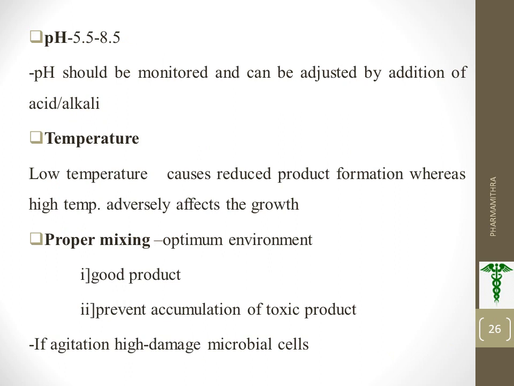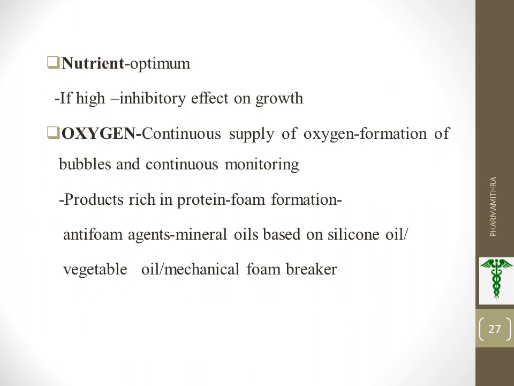First of all, going to the pH. The pH of the fermenter should be between 5.5 and 8.5, and pH should be monitored and can be adjusted by addition of either acid or alkali. Coming to the temperature, low temperature causes reduced product formation, whereas high temperature adversely affects the growth. Proper mixing is needed for the optimal environment, to get good product and to prevent accumulation of toxic product. If agitation is high, it will damage the microbial cells.